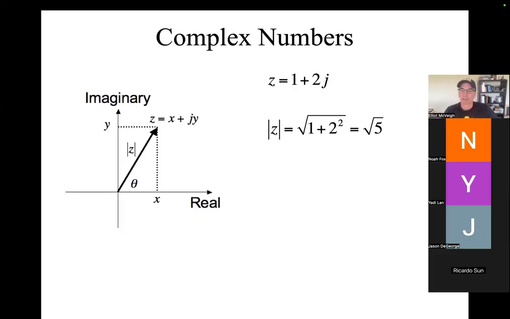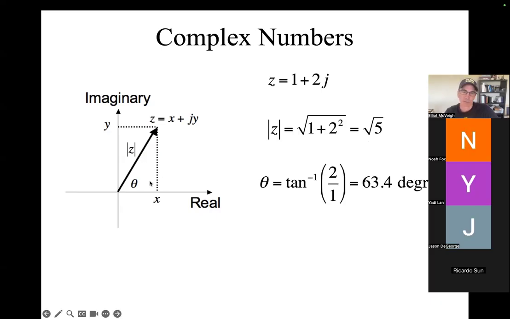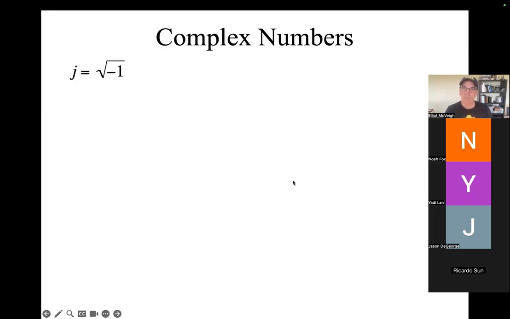And so to figure out the magnitude of a complex number, we can just take the square of the components, take the square root, and that's our magnitude. And the phase angle is the arctangent of the imaginary part over the real part. And so in this case, it was 63 degrees. Also, j squared equals -1.